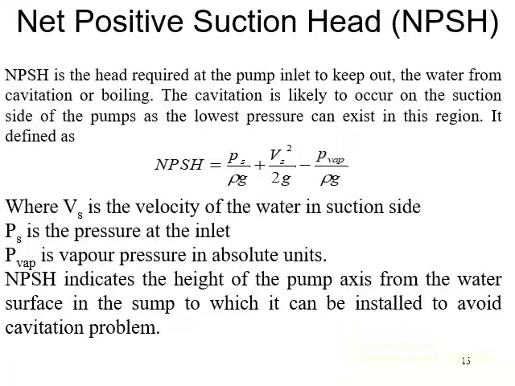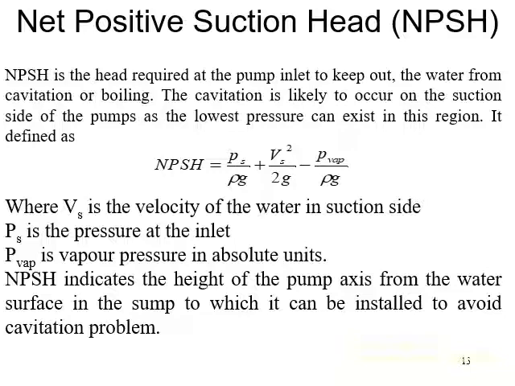Net positive suction head, commonly called NPSH. NPSH is the head required at the pump inlet to keep the water from cavitation or boiling. Cavitation is likely to occur on the suction side of the pumps, as the lowest pressure can exist in this region. It is defined as NPSH = P_s/(rho g) + V_s^2/(2g) - P_vapor/(rho g).